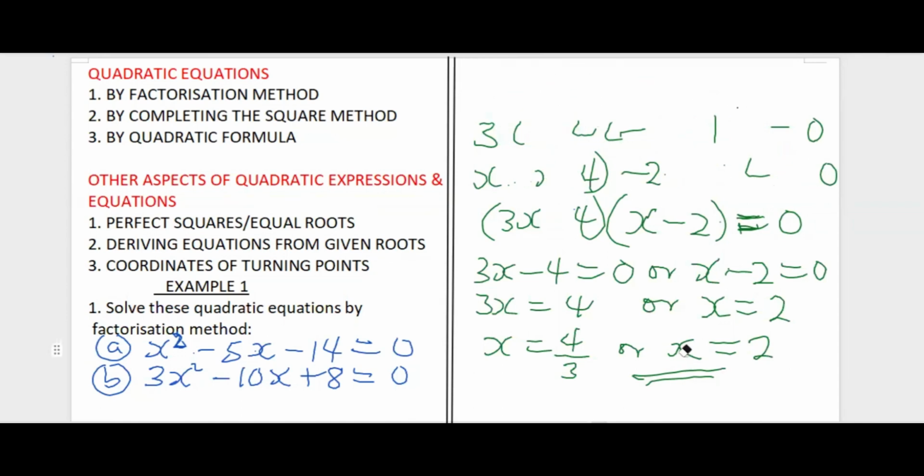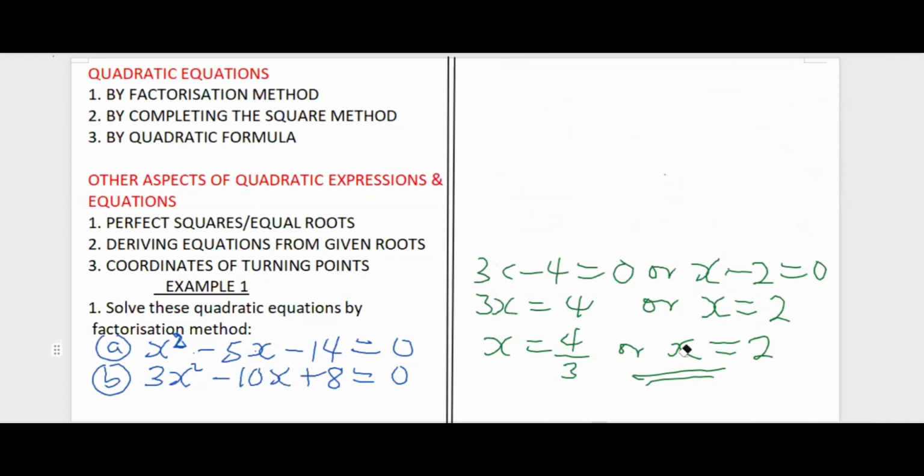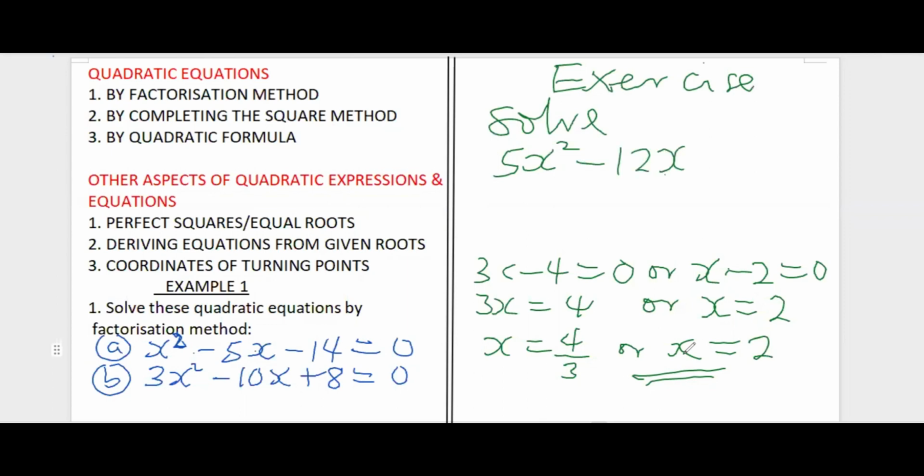As part of assessment, I would like to give this to all prospective candidates to try out as an exercise. So, by the factorization method, I have 5x squared minus 12x plus 4 equals 0.